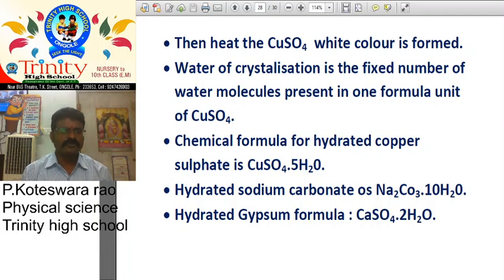Do you know one formula unit of copper sulfate consists of how many water molecules? 5. Similarly, hydrated sodium carbonate, Na2CO3·10H2O. How many water molecules does it contain? 10. Hydrated gypsum, CaSO4·2H2O. How many water molecules does gypsum contain?